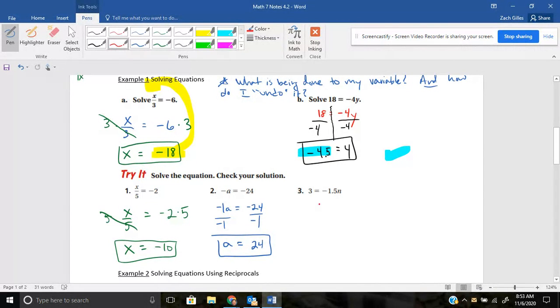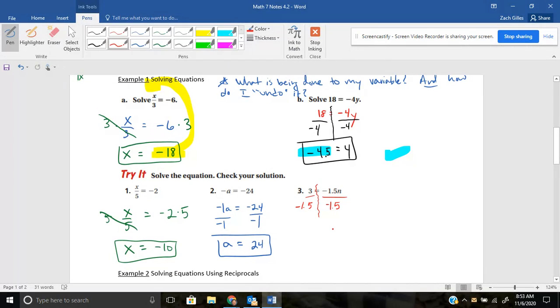I've got 3 equals negative 1.5n. So negative 1.5 times what number will give me 3? Again, you can also think of it as split it down the equal sign. n is being multiplied by negative 1.5. To undo that, I would divide by negative 1.5. And I need to do that on both sides of my equation. Okay? Negative 1.5 divided by negative 1.5.